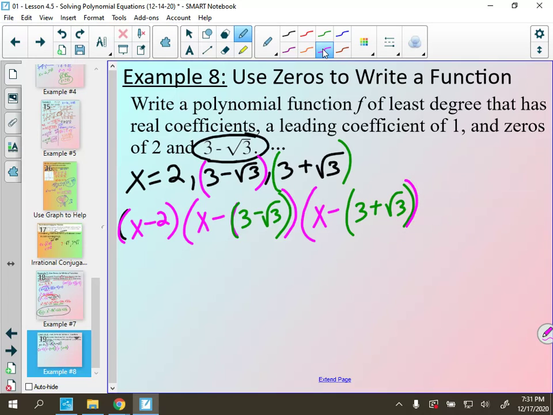So now all of a sudden it's like, wow. Look at all those parentheses. Look at all those square roots. I don't like that. Okay, but that's just how we're going to have to start this one.